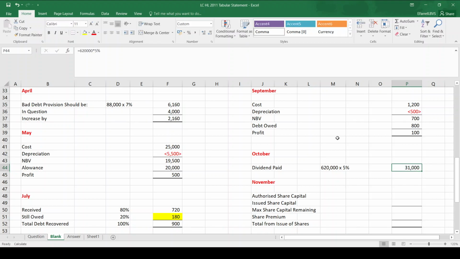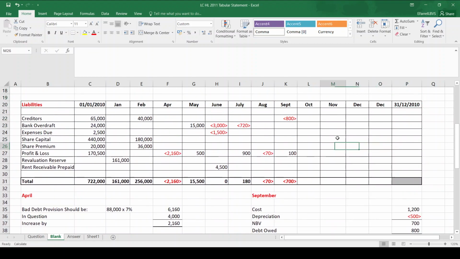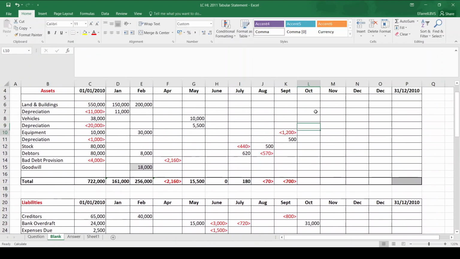So if the dividends of 31,000 were paid, that's going to increase my bank overdraft. If I'm paying out 31,000, my bank overdraft is going to go up by 31,000. And because we're paying dividends, you take away dividends at the bottom of a profit and loss account. So my profit and loss is going to go down by 31,000. I'm going to reduce my profit by paying out the dividends to shareholders. So again, I'm going to total October. That comes to 0, and the assets obviously also come to 0.